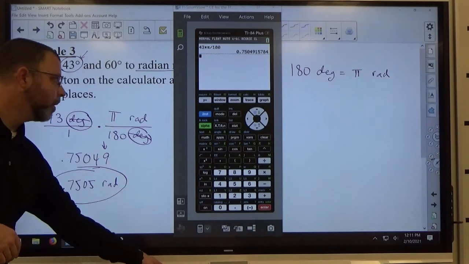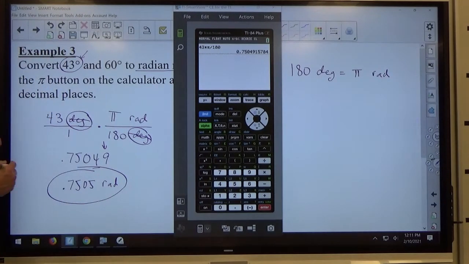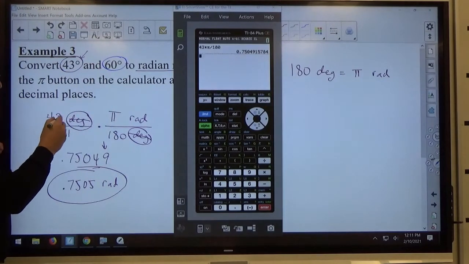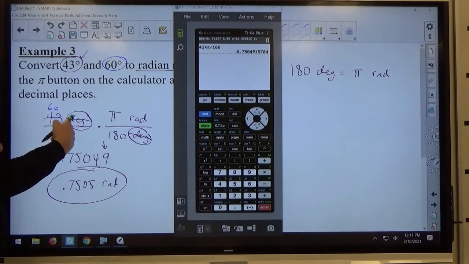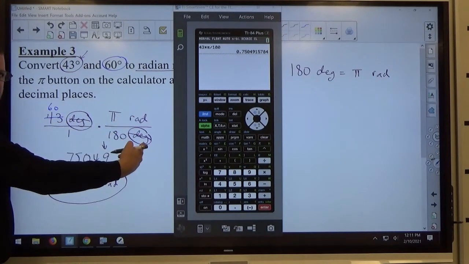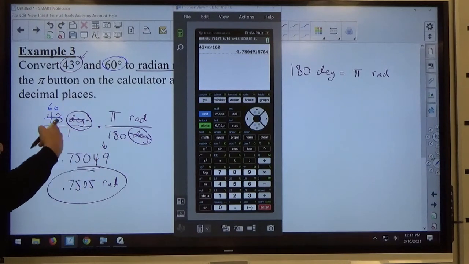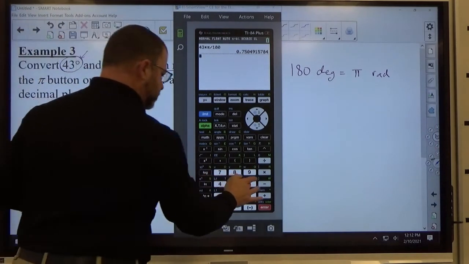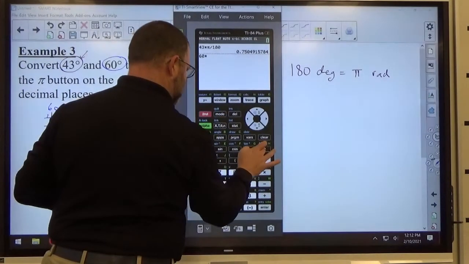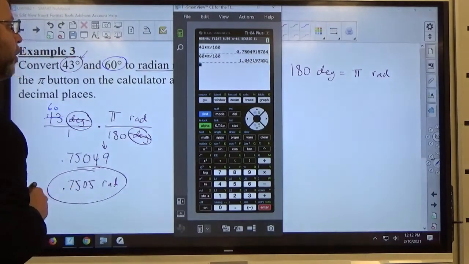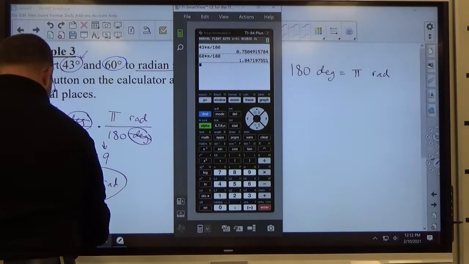Okay, if I do the same task with 60 degrees, the only thing that changes is this is 60 instead of 43, right? It's still 60 degrees. Radians on top, degrees on the bottom, right? So to get the answer here, 60 times pi divided by 180 is going to be the answer. And again, I want 4 decimal places. That's 1.04719.